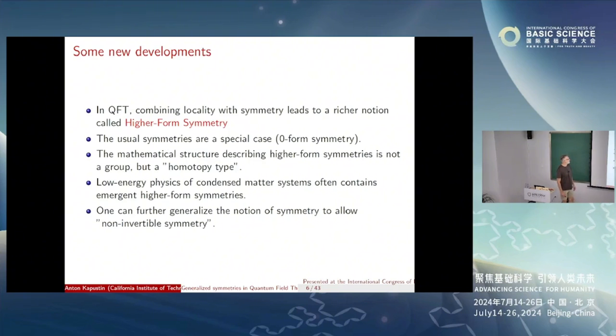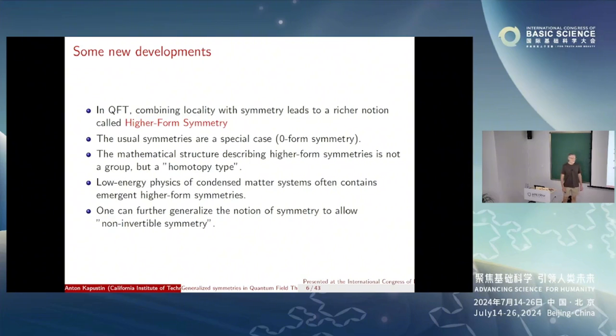So what's the new thing? Well, in quantum field theory, it looks like combining locality with symmetry leads to a much richer notion called higher-form symmetry. The usual symmetries, of course, are a special case, and are usually referred to as zero-form symmetries in this context. But there are also p-form symmetries, where p is greater than 0. And the mathematical structure which these generalized symmetries form is not simply a group. It's actually what's called a homotopy type. I'll discuss what this means.